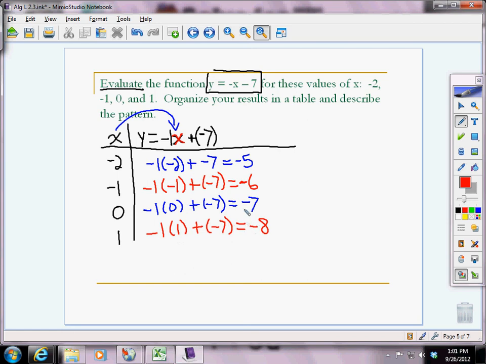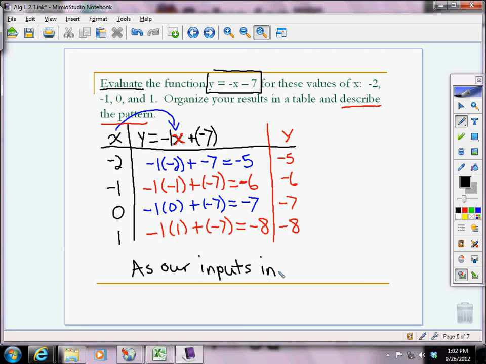Okay? So if you look at this table here, and we could put our y column here. This is our outputs. I know they're listed here. We could have just put it over here to start. This is our range. This is all our outputs. Now it asks us to describe the pattern. So if we look at these over here, notice what's happening every time we add an x. Okay? As our inputs, you could say, or as our x's, as our inputs increase by 1, what's happening to our outputs?